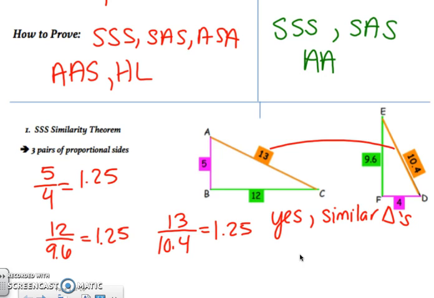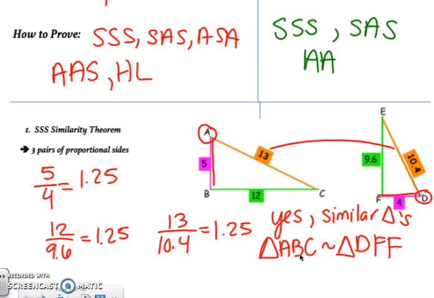Okay, now we would need to write a similarity statement, which remember we wrote congruent statements. So I'm going to say triangle ABC is similar to triangle, let's see, what is the same as A? We've got orange and pink. So D. Then we went along the pink line. So D, F, E. So ABC is similar to triangle DFE. And we would say by side, side, side.